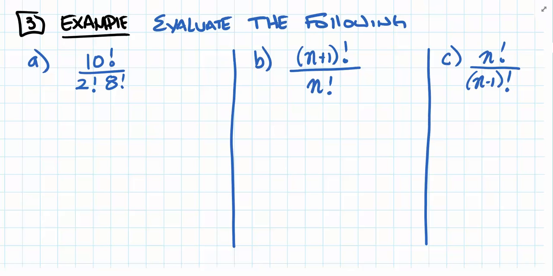Okay, box number 3 is all about evaluating some expressions that have the factorial symbol. I have A, B, and C for you. Part A says 10 factorial over 2 factorial times 8 factorial.